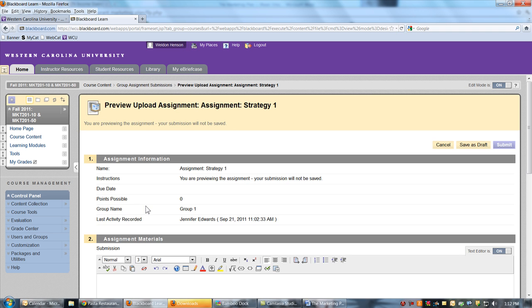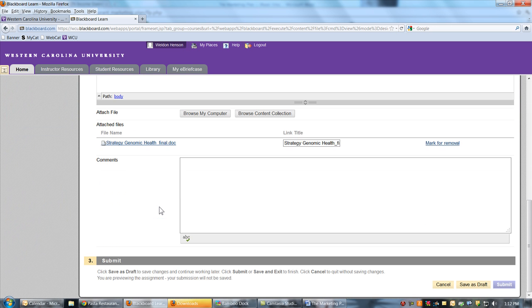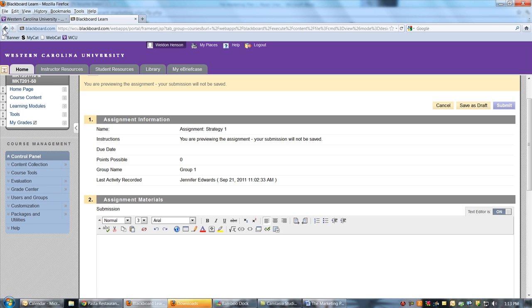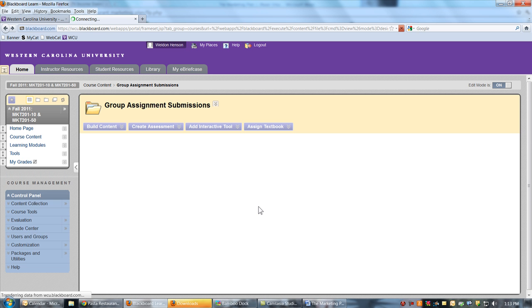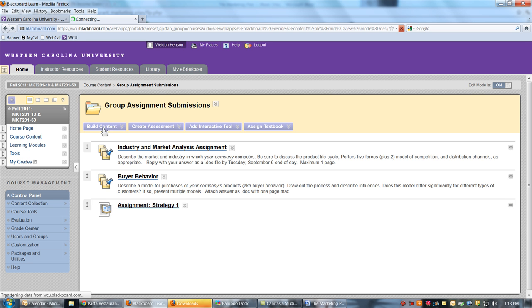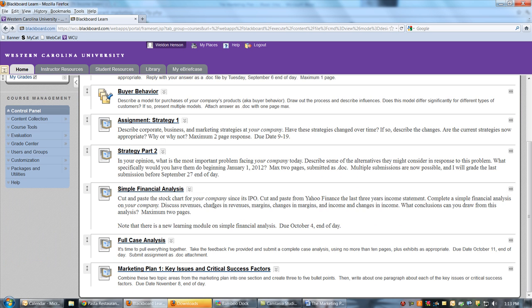Let's see, where is the assignment? Why isn't it showing? Sorry, having some problems here. I think I was clicking on the wrong thing. Combine these two topic areas, key issues and critical success factors, into one section and create 3 to 5 bulleted points. Then write about 1 paragraph for each of the key issues or critical success factors. So 3 to 5 critical success factors with a very brief description, just to remind me what's important to your company and what you're going to be building your marketing plan to try to achieve.